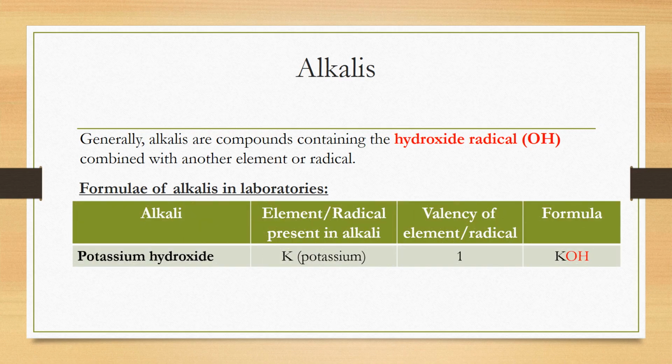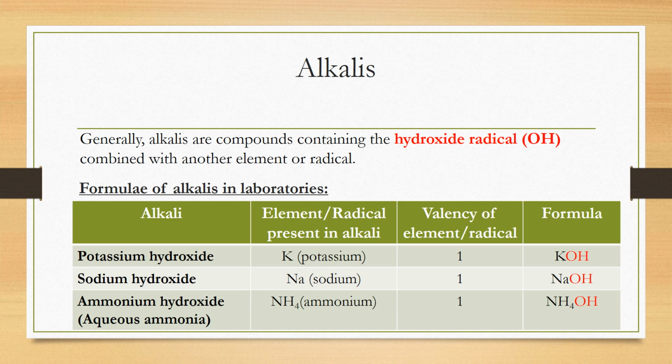For example, potassium hydroxide is an alkali, in which potassium is chemically combined to the hydroxide radical. Since the valency of both potassium and the hydroxide radical is 1, the formula of potassium hydroxide is KOH. Similarly, in sodium hydroxide, we have sodium chemically combined to the hydroxide radical. The formula of sodium hydroxide is NaOH.